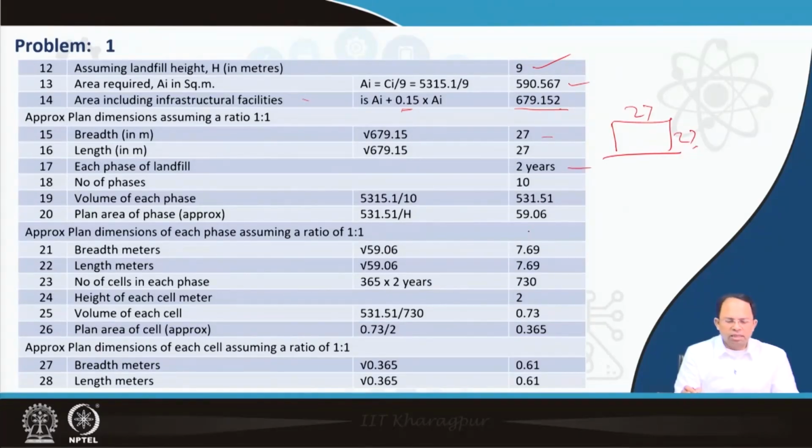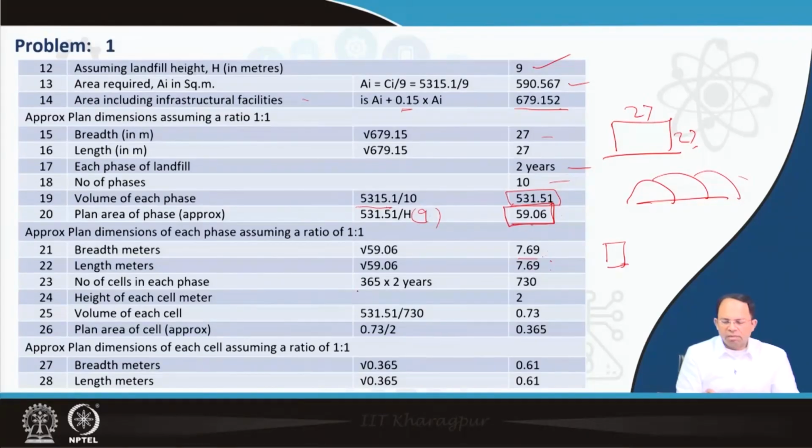Each phase is for 2 years, number of phases is 10. We divide the volume of each phase, like total volume is 5315 divided by 10. This is the volume for each phase. So plan area of each phase is then divided by 9. H is 9 because each area is filled and then we move on to the next area, right? So that is 59 square meters, the area of each phase. Because the area is 59 square meters, the size of each phase, again if I consider it as a square, is around 7.69 meters for each length and breadth of each phase.